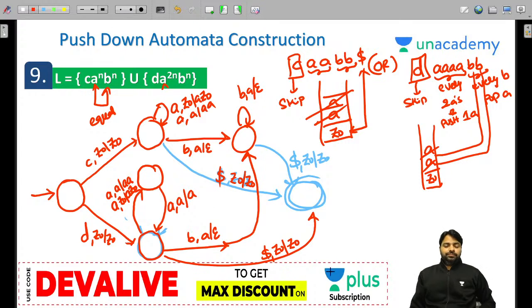Fine. Dollar comma Z naught by Z naught or epsilon. You can pop Z naught or you can keep it, we don't care. Everybody?